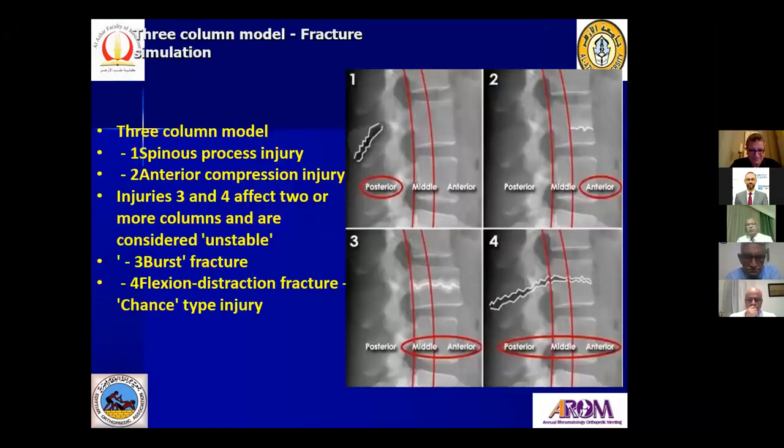If you have two columns injured, it means this fracture is unstable. This is an example of a three-column injury. This is an example of spinous process injury here. This is an example of an anterior compression injury of the vertebral body here. And this is representing the burst fractures here. And this is a shearing fracture of flexion-distraction, Chance-type injuries.